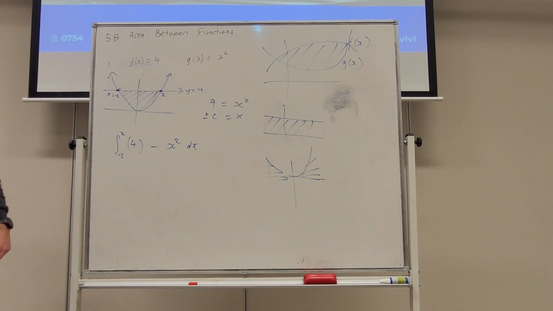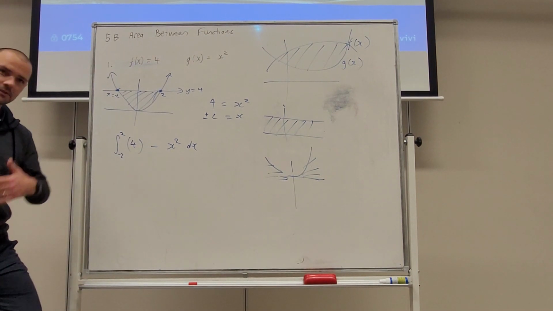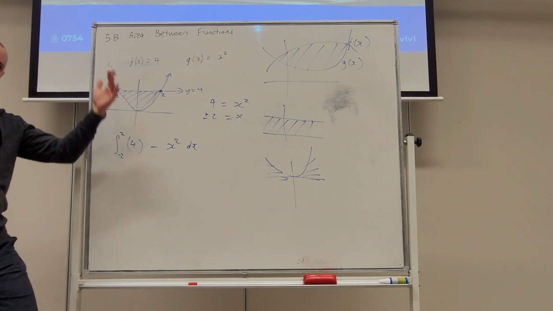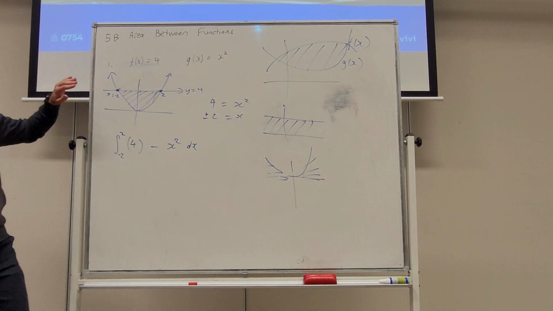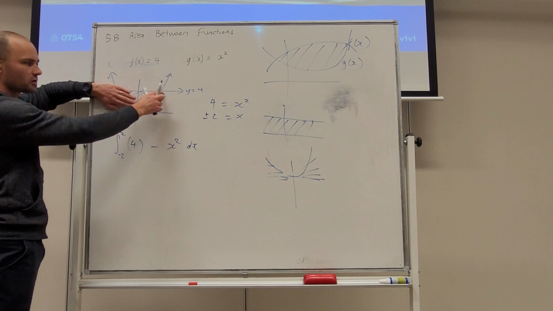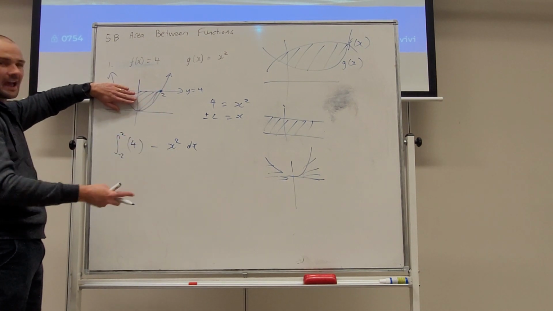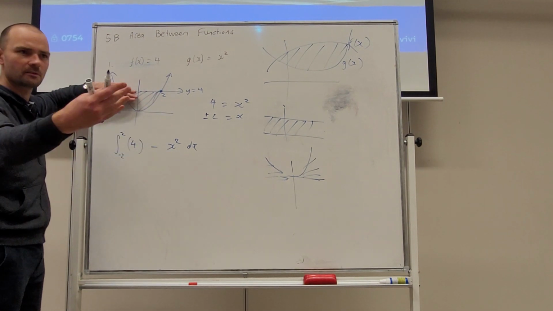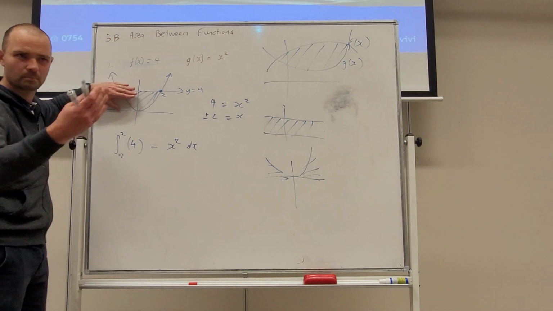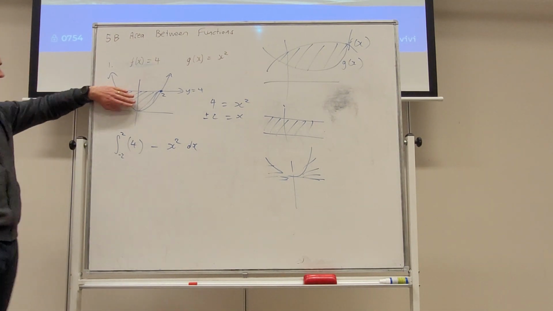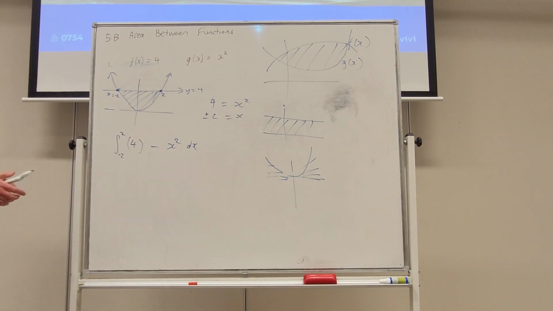I'll just point out one thing here as well. Because this function is symmetric about the y-axis, we could just go from 0 to 2 and double it, all right? And that's useful because when you sub zero in, it becomes very easy to process, doesn't it? Nonetheless, let's just apply it as we've got it here.